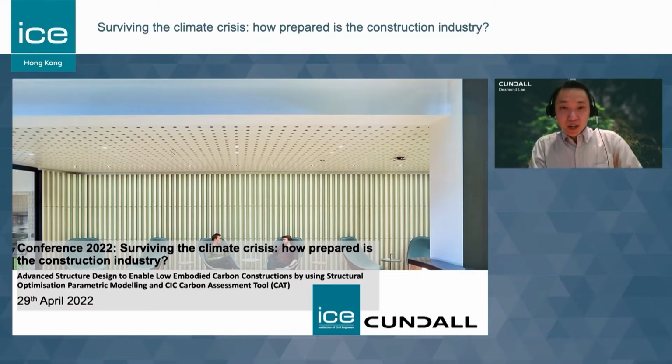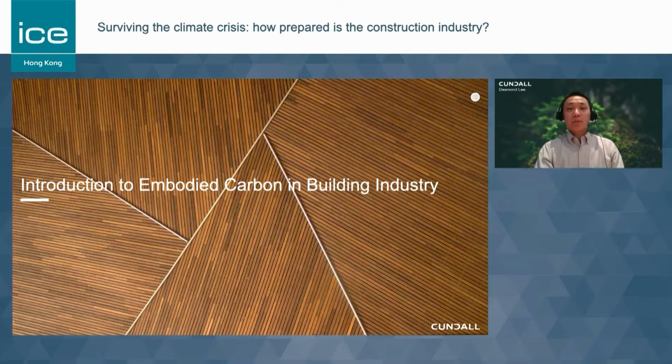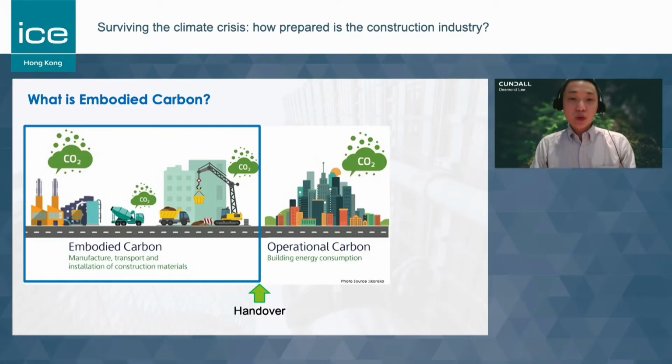the project. I'm sure most of us have very good knowledge or background about what embodied carbon is in the building industry, but I would like to take a few minutes here to share with all of you about aligning the definition of embodied carbon among us. Embodied carbon or upfront carbon means the carbon emission related to the manufacturing, transportation, and installation of construction material. Those carbon emissions before the handover stage to the project owner or the operator.